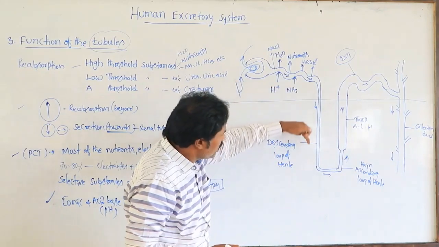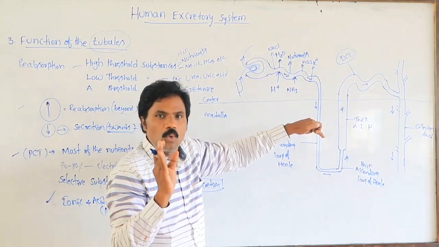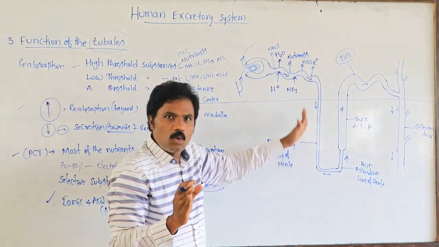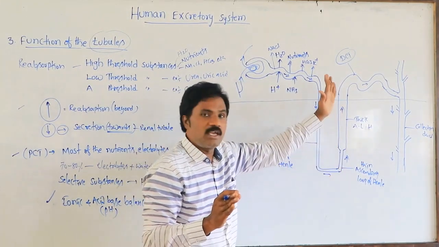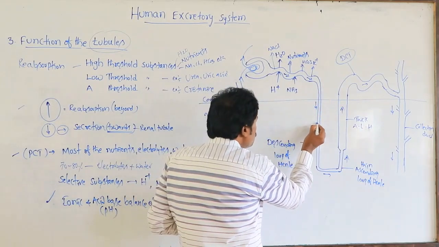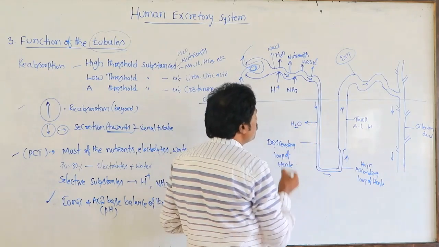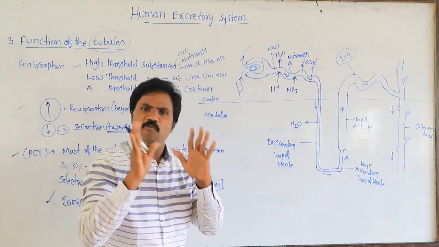In the descending loop of Henle, it is permeable only. In the loop of Henle, one is the descending and another one is the ascending limb. In the descending loop of Henle, there is reabsorption of only water.